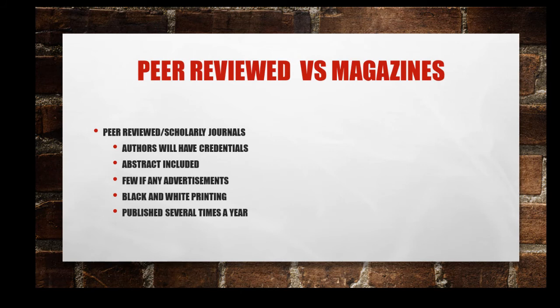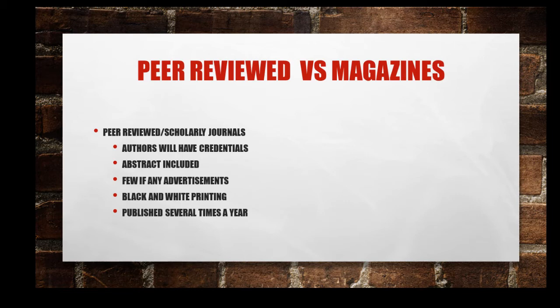With the difference again between peer-reviewed and scholarly journals as well as with just magazines, there's typically an author with credentials, an abstract, few if any advertisements. It's typically black and white, right? Like it's kind of boring looking, in a good way, and there's usually these articles, these journals that are published quarterly, typically, unless the organization states otherwise. But typically, you're going to have a journal put out every quarter.